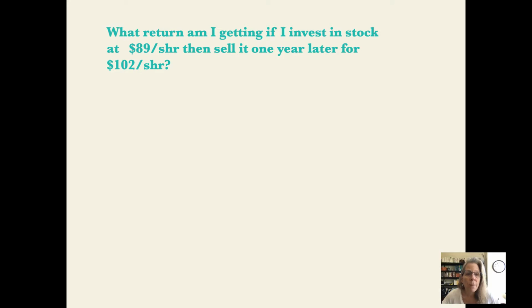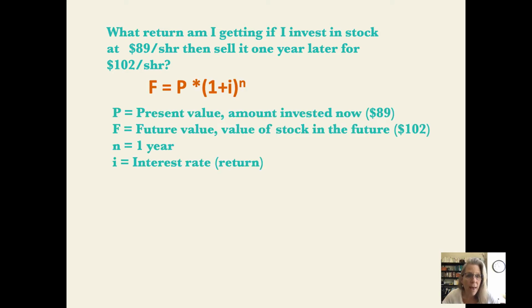So what return am I going to get if I invest in stock at $89 a share and then sell 1 year later at $102? So again, I'm going to use this equation. F in this case is going to be $102 into the future. P is the amount I invest right now, or $89, and the n value is 1 year, and my interest rate is my unknown. So if I draw this equation, I can see I'm going to invest 89, get a return of 102 in 1 year, and the question is, what is the interest rate I earned?